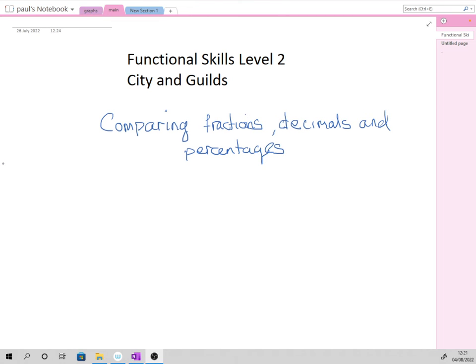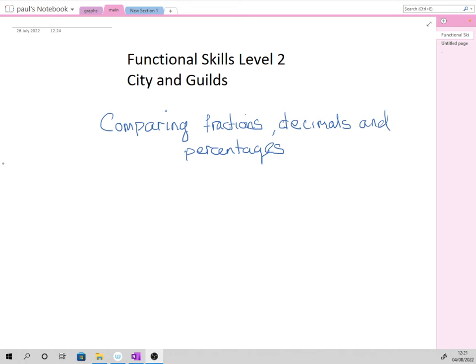Right, okay, this one, comparing fractions, decimals and percentages. This comes up quite often in a non-calculator paper where there is a list of mixed up fractions, decimals and percentages, and we have to put them in order from smallest to largest. And this relies heavily on the last lesson, which is how to convert between one and the other.